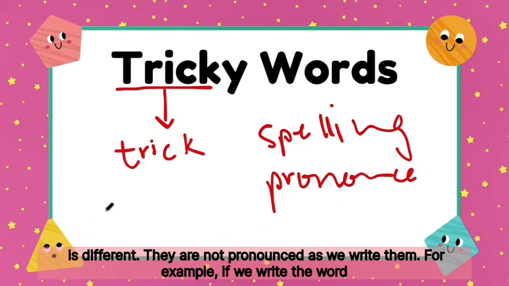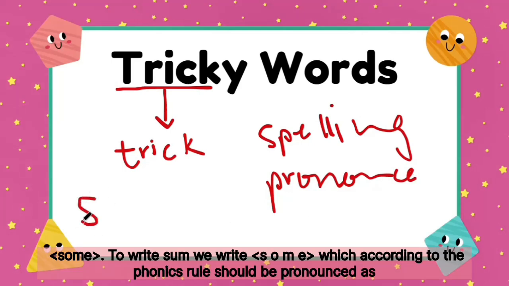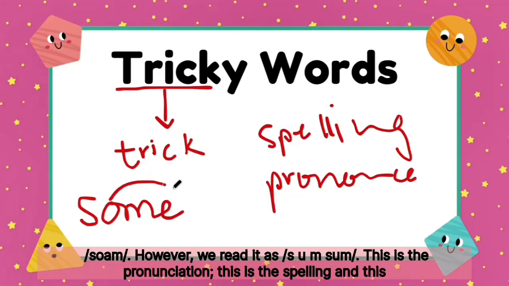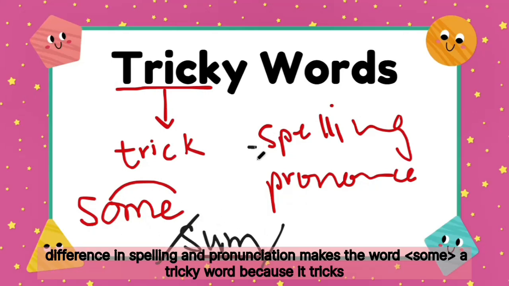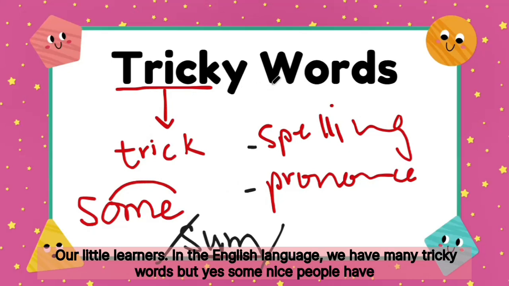For example, the word some. We write SOME, which according to the phonics rule should be pronounced as som. However, we read it as SUM, some. This is the pronunciation, this is the spelling. And this difference in spelling and pronunciation makes the word some a tricky word because it tricks our little learners.